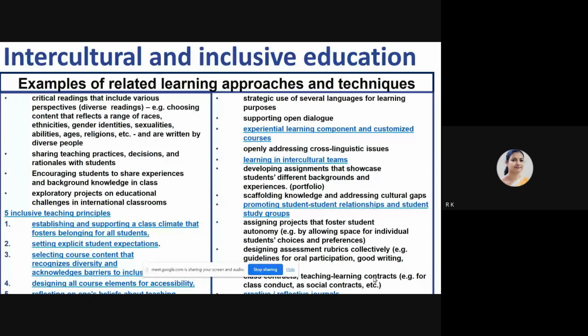And to summarize all, the one which we often miss out is intercultural and inclusive education, which we need to include. There are five inclusive teaching principles. One is establishing and supporting a class climate that fosters belongingness of all the students. No discrimination, my dear faculty members, either in terms of knowledge or in terms of disparity among the students, should happen. And we need to set explicit student expectations.